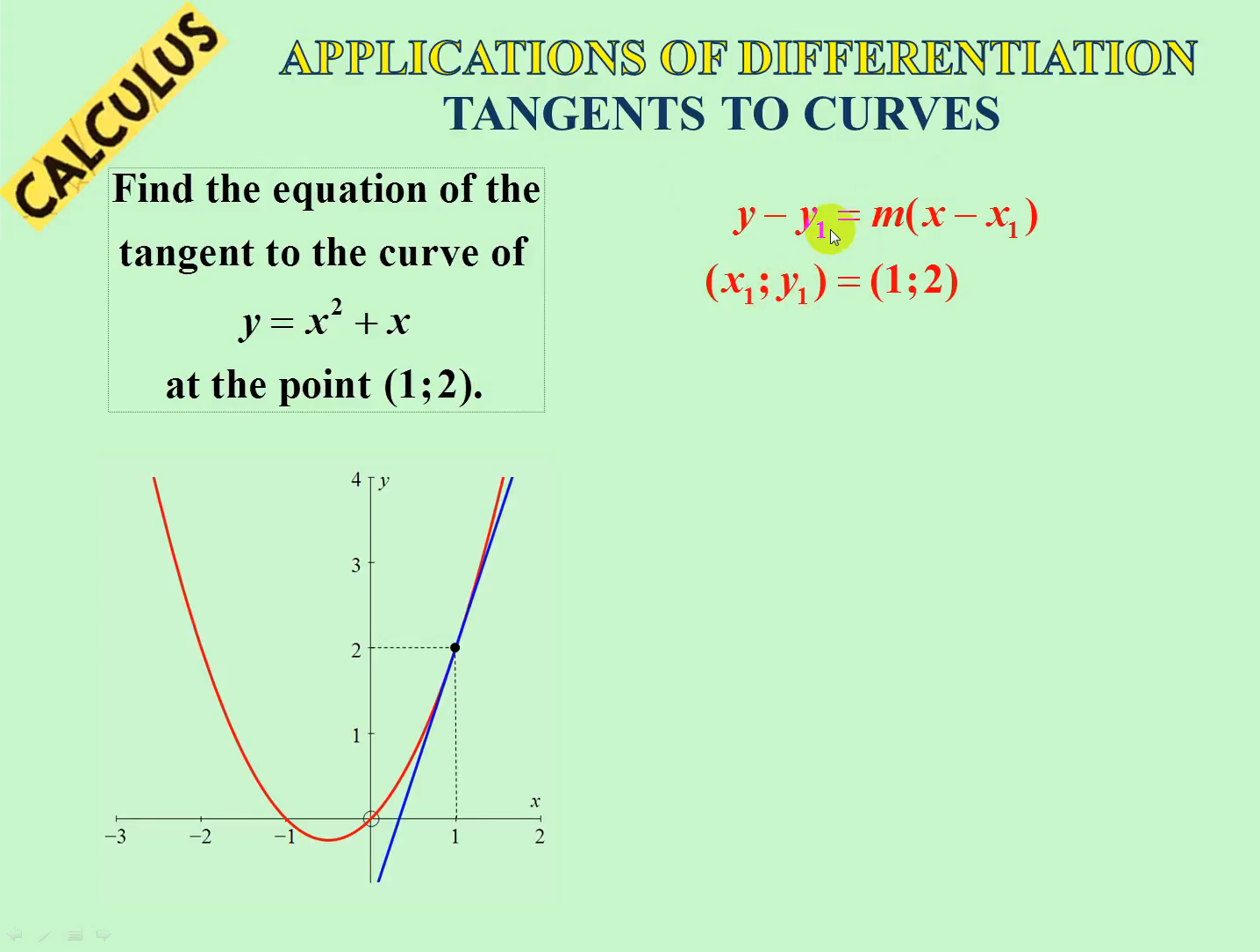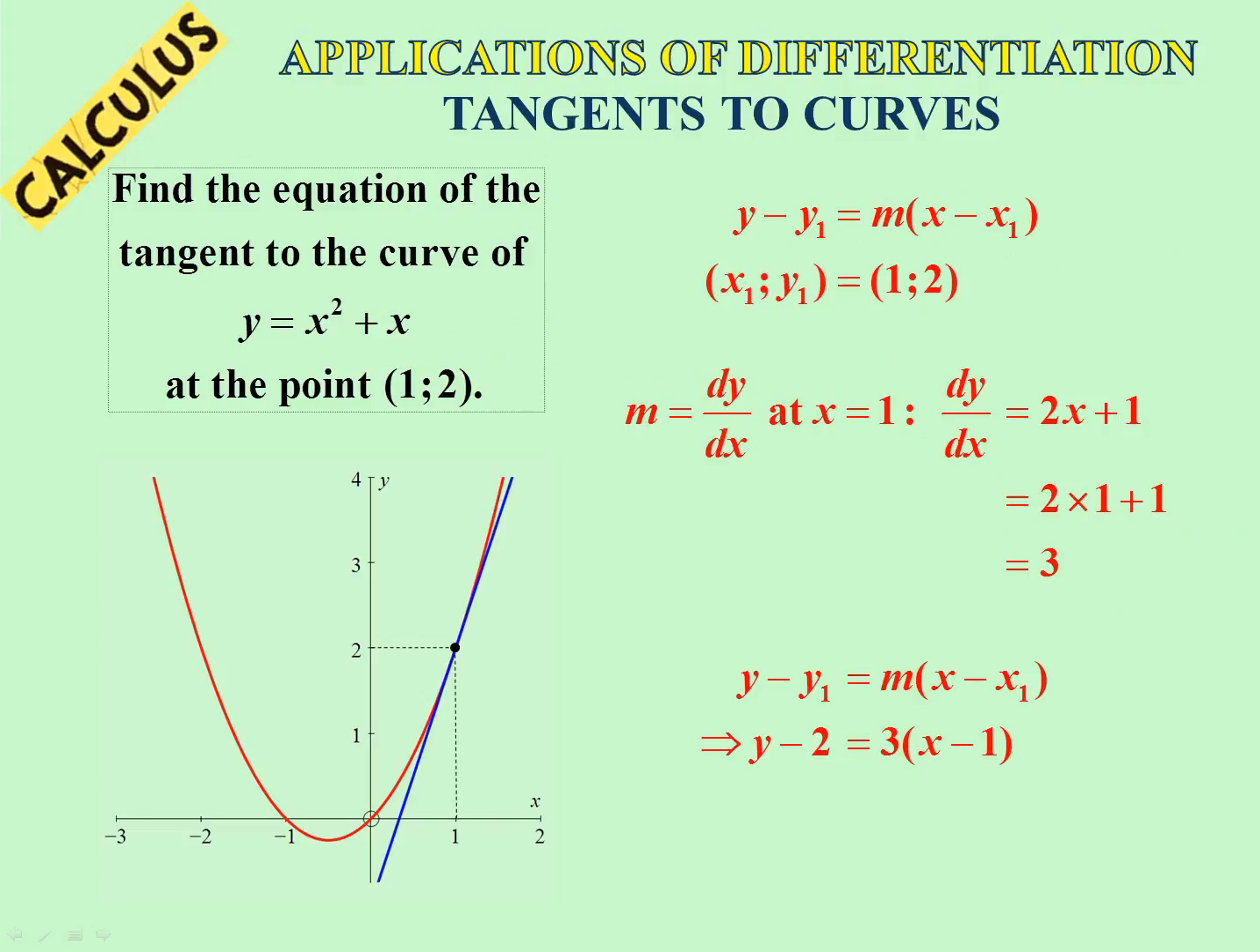Now, we're given x1, y1 is 1, 2. So now we still need to find m, which is the gradient, and immediately we hear gradient, we think derivative. So m equals the derivative at x equals 1. Differentiate: 2x plus 1, substitute 1 for x, and it's 3. We've now finished. There's your 3, there's your x1, there's your y1. y equals 3x minus 1. Looks about right.